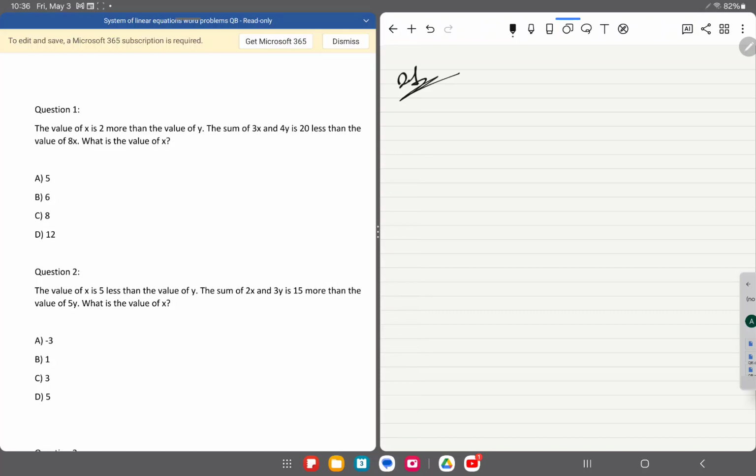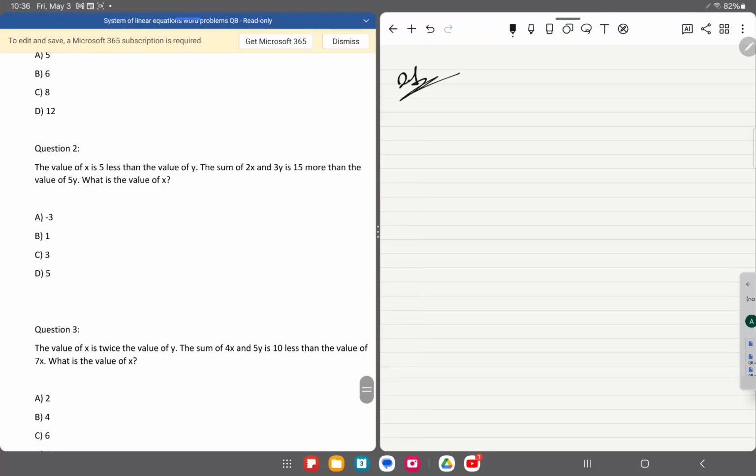The value of x is 2 more than the value of y. The sum of, yeah, we did this one. We did it. Okay, let's go to question 2.